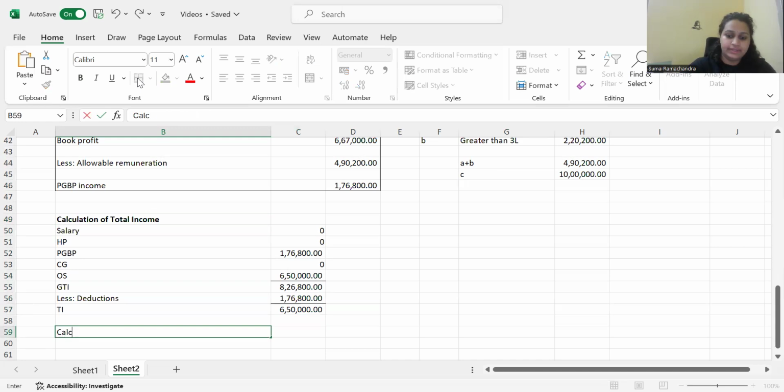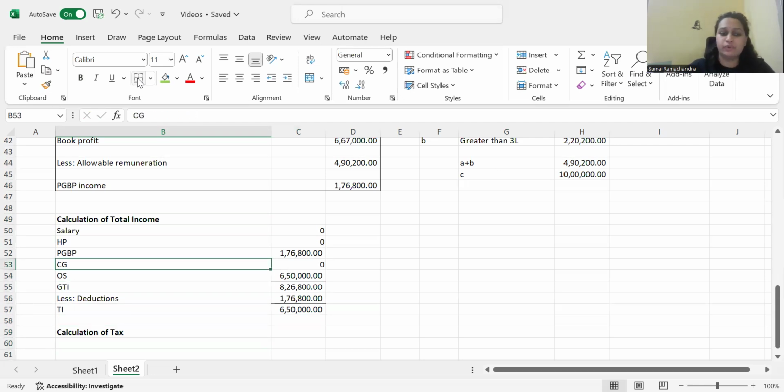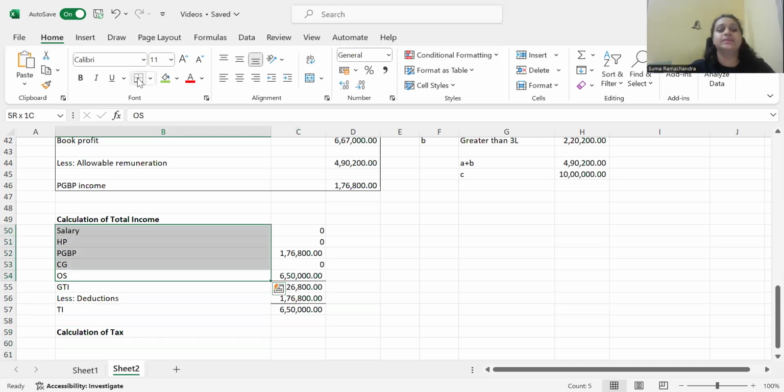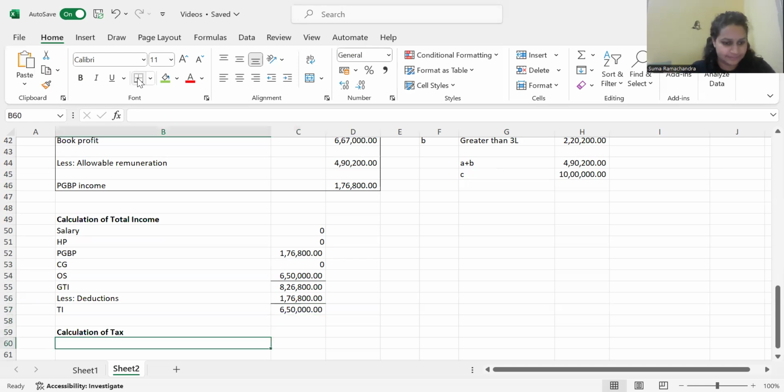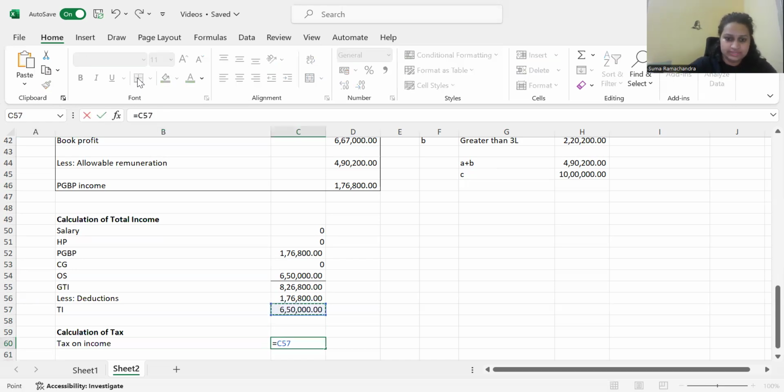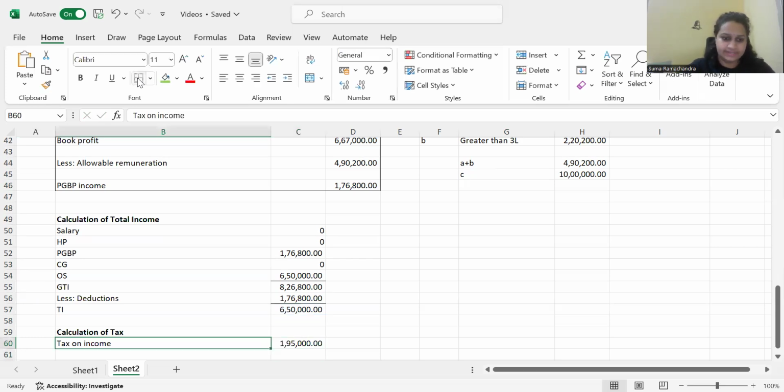To calculate tax, what will I do? I'll see what heads of income are there. Say, for example, if there is any capital gain, you're going to do directly 20% or 15%, as the case may be. Other than that, whatever income is there, because this is a partnership firm, I'll be doing 30% tax directly. Now, tax on income. What do I do? 6,50,000 into 30% is the direct tax that I'm going to calculate.